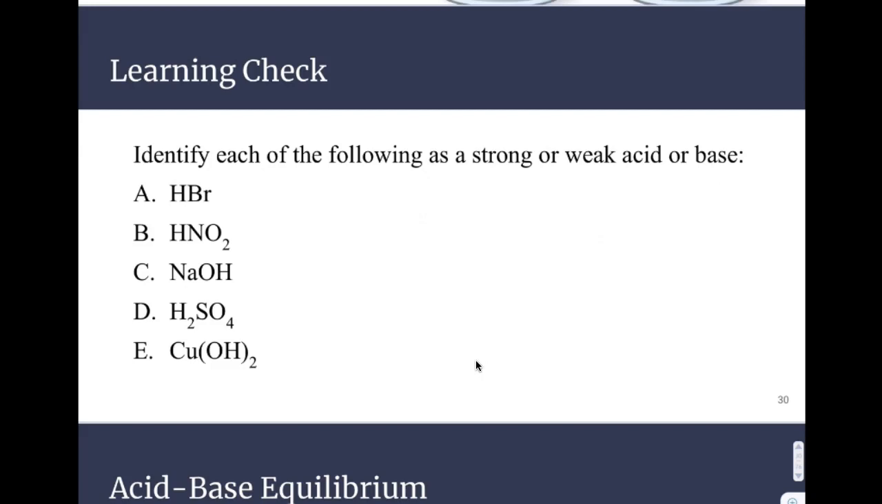Alright, so HBr, this is a strong acid. Nitrous acid, it's not strong, so it's weak. Sodium hydroxide, this is a strong base. Sulfuric acid is a strong acid. And copper(II) hydroxide, that is a weak base. Because it is a hydroxide, so it's a base, but it's definitely not one of our strong ones. It doesn't really dissolve in water, so it can't really make ions if it doesn't dissolve.